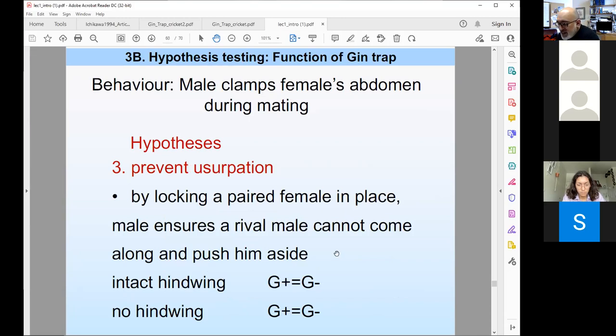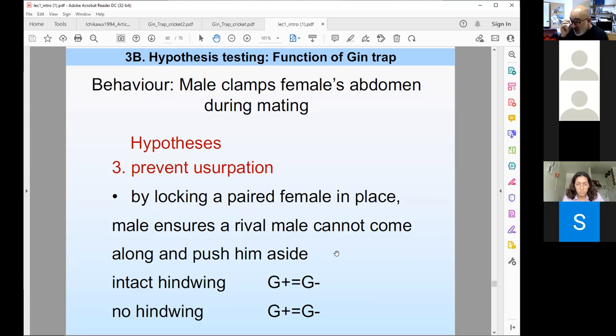Another hypothesis is to prevent usurpation. And what does that mean? That means that another male could come along and try to knock the female off the male and mate with that female himself. So to prevent that scenario from happening, males have evolved these gin traps to hang on to the female so that she can't be knocked off by a rival male.